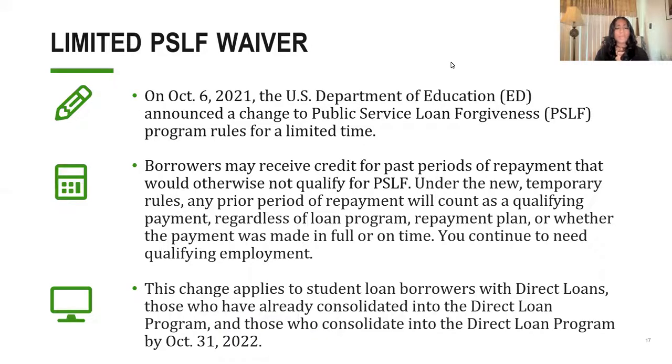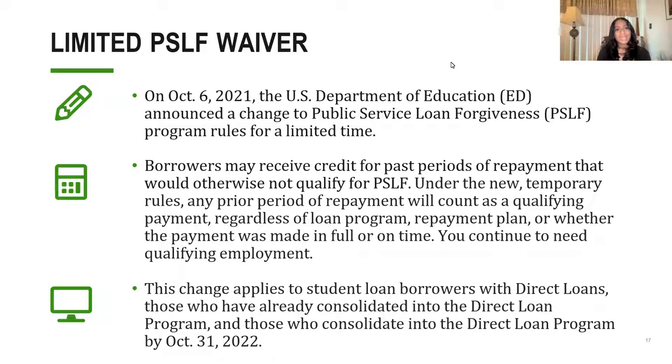So we announced this waiver October of last year, and it's temporary changes to the program rules. Under the waiver, borrowers can get credit for past periods of repayment that normally don't qualify for PSLF. You can get credit for any period of repayment, no matter the loan program, the repayment plan, whether you made the payment on time or made it in full. We're not looking at any of that. We just want to know, were you in active repayment status? And it's something we define very generously. We even include some periods of forbearances and deferments. And we're going to talk about that later too.